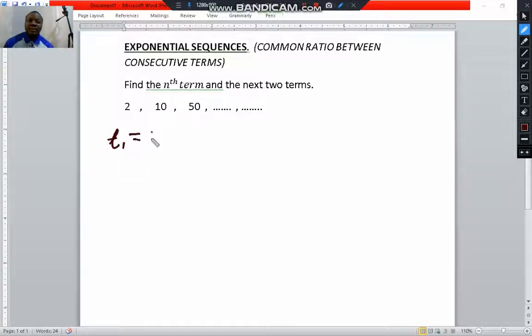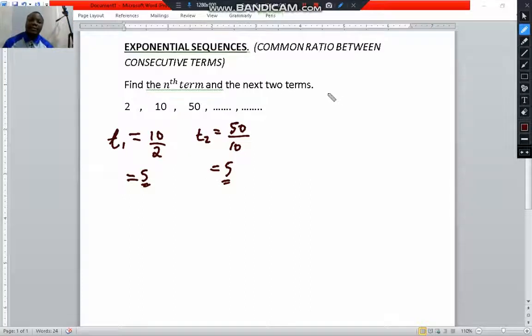You'd find that 10 divided by 2, which is how we find the common ratio, should give us 5. Let's check the second common ratio here and see if it's going to be the same. You would see that 50 divided by 10 gives us 5. So you can see that the common ratio between two consecutive terms is the same. So this sequence qualifies to be called an exponential sequence.